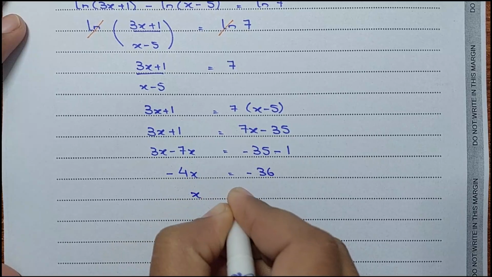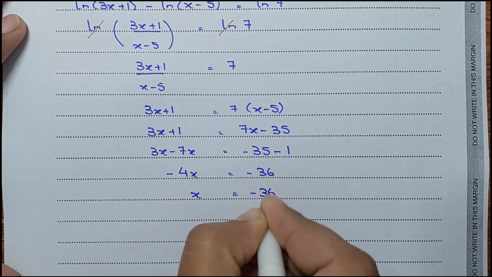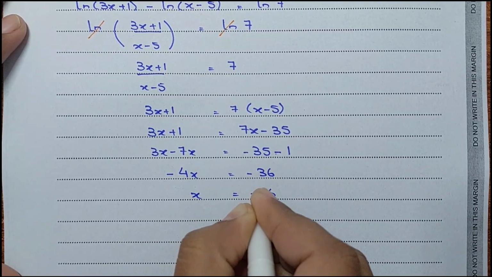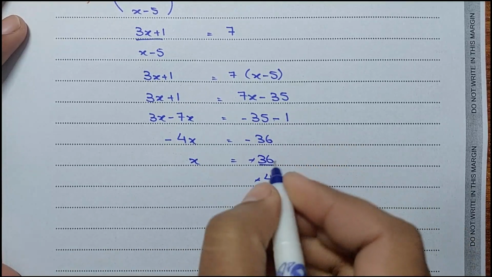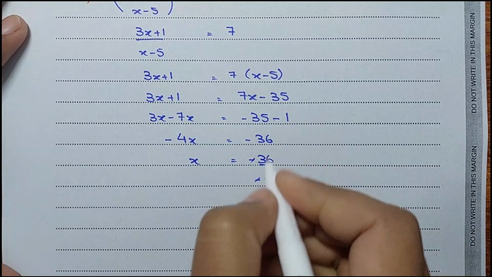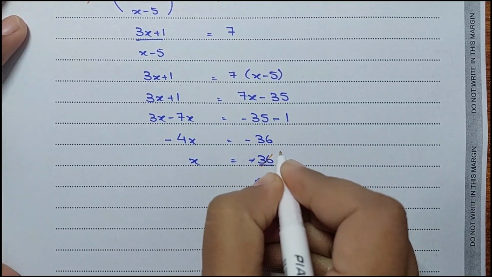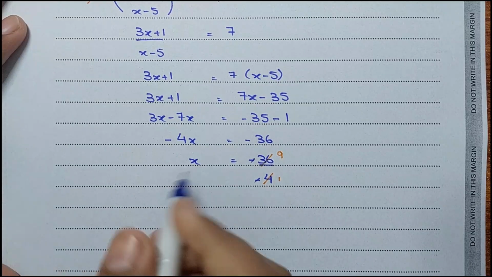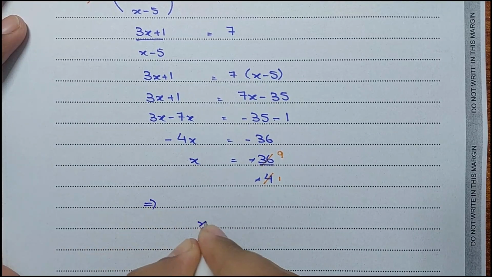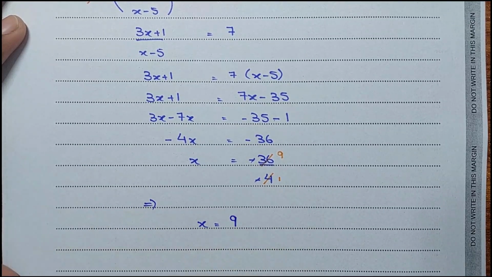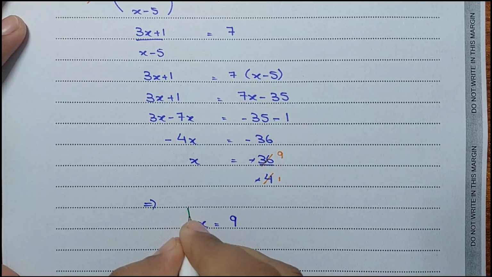Now to get the value for x, you have to divide both sides by negative 4. Negative cancels with negative, and 4 times 9 is 36. From here, the value for x equals 9. So 9 is the solution.